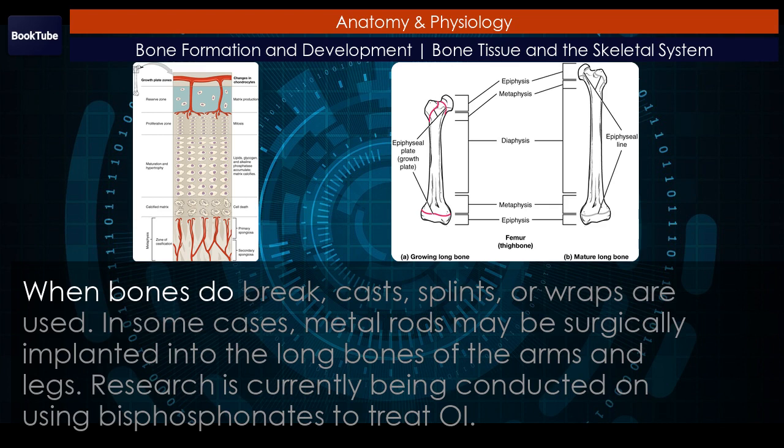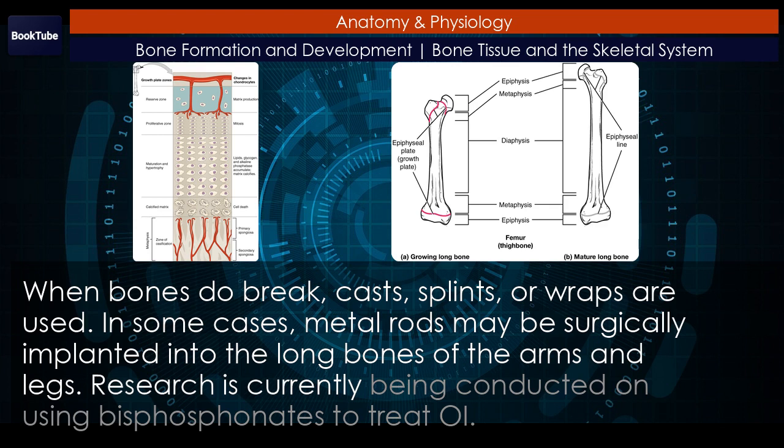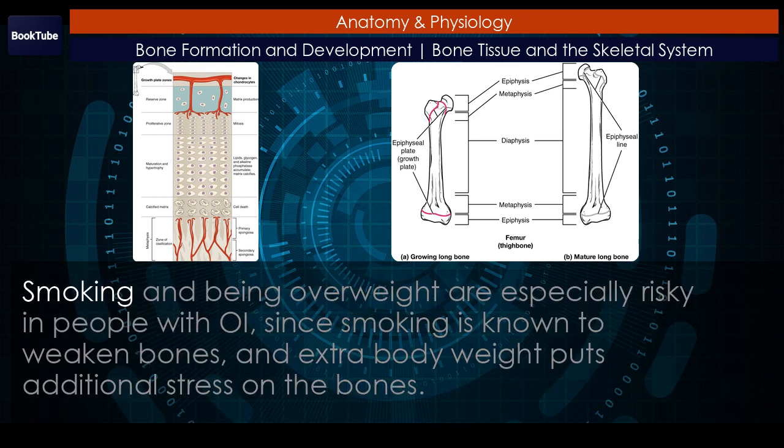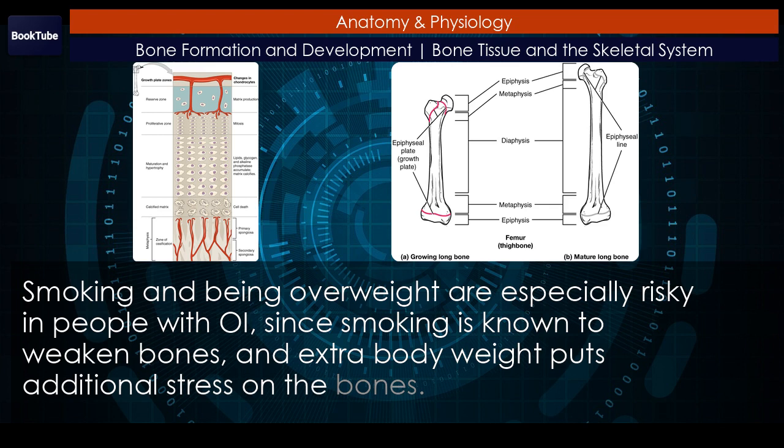When bones do break, casts, splints, or wraps are used. In some cases, metal rods may be surgically implanted into the long bones of the arms and legs. Research is currently being conducted on using bisphosphonates to treat OI. Smoking and being overweight are especially risky in people with OI, since smoking is known to weaken bones. An extra body weight puts additional stress on the bones.